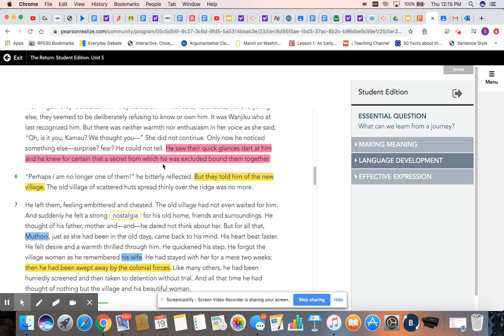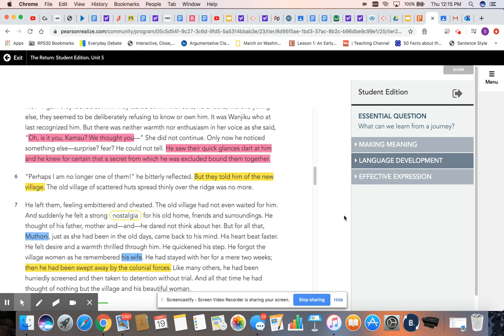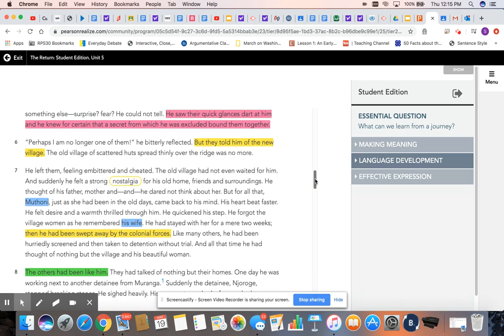Only now he noticed something else. Surprise? Fear? He could not tell. He saw their quick glances dart at him, and he knew for certain that a secret from which he was excluded bound them together. Perhaps I am no longer one of them, he bitterly reflected. But they told him of the new village. The old village of scattered huts spread thinly over the ridge was no more.